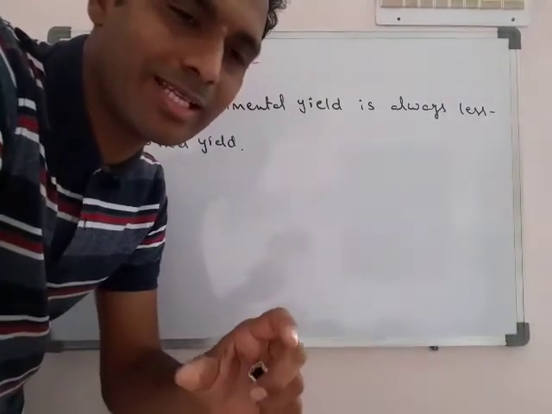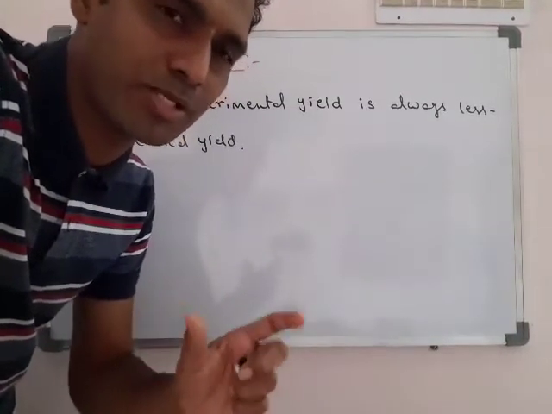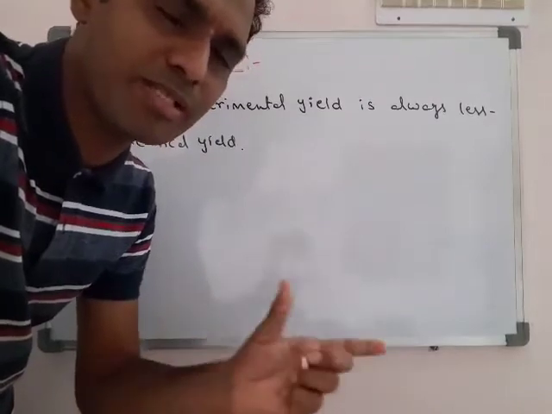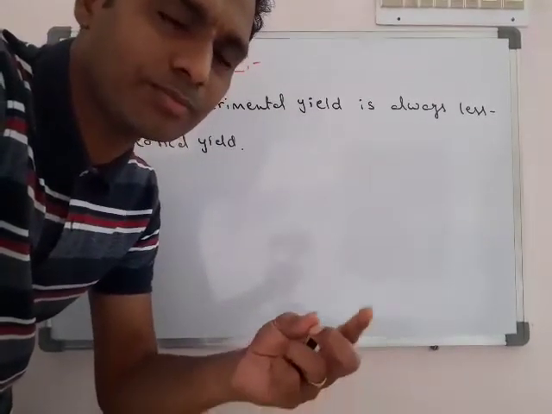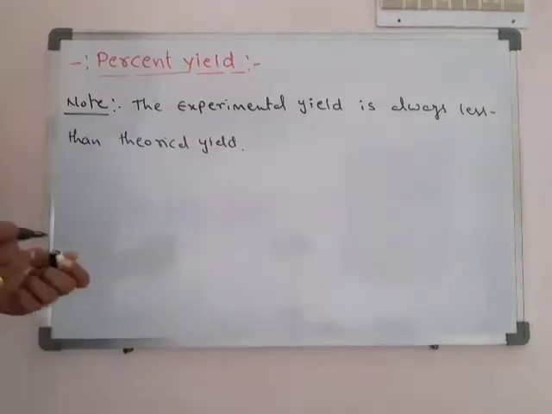The scientists created the concept of percent yield. Now we see the problems based on it, but we have to remember the simple formula: actual yield by theoretical yield into 100. Okay, so now we see the problems.